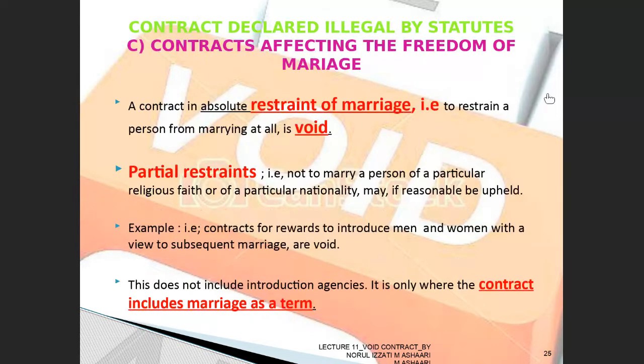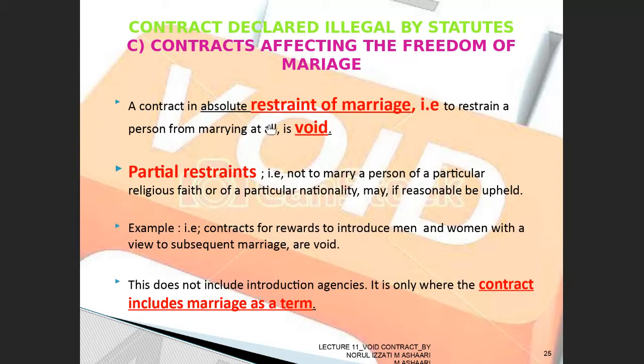And then next one, we focus on the contract affecting the freedom of marriage. In general, a contract affecting the freedom of marriage is only applicable when it affects the people who are in majority of the age. If you are in the minority of the age, you are considered as not having the capacity to form a valid contract. So basically, this is referring to a contract in absolute restraint of marriage.